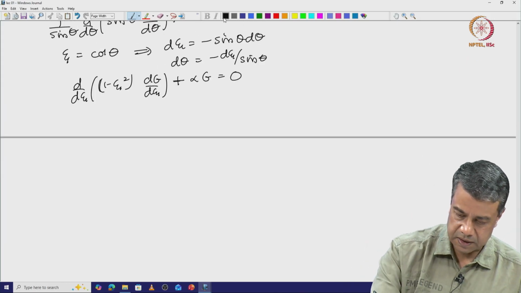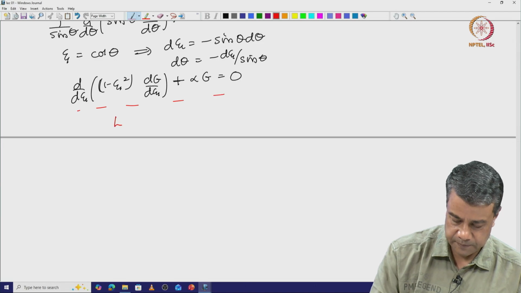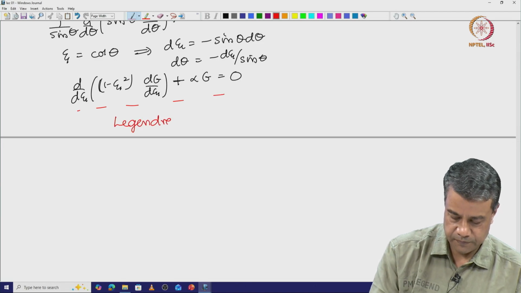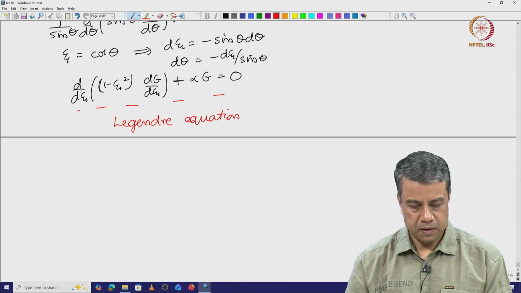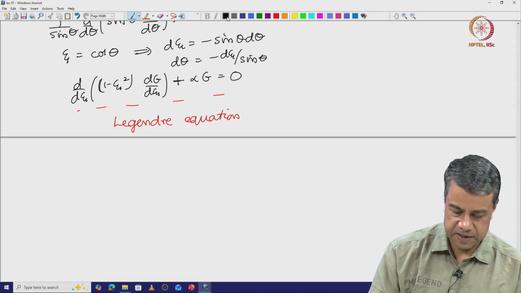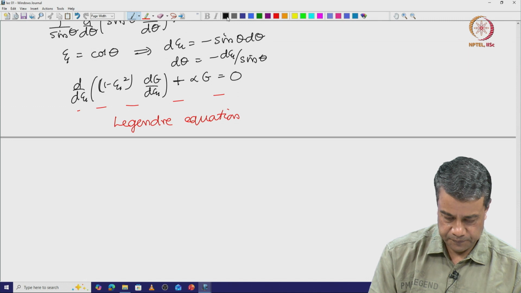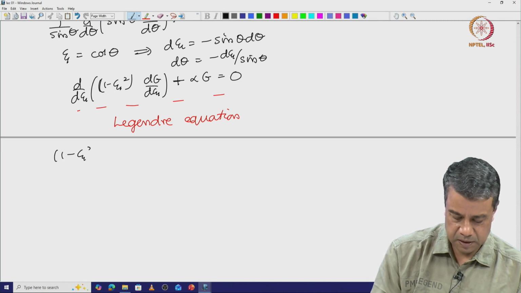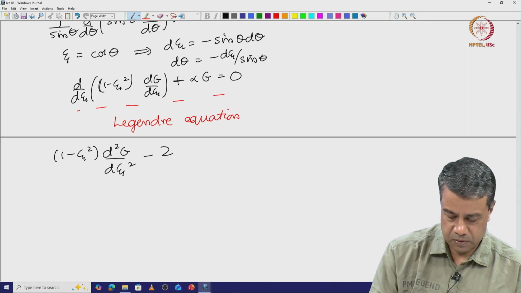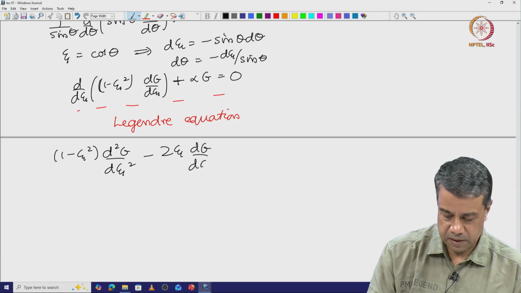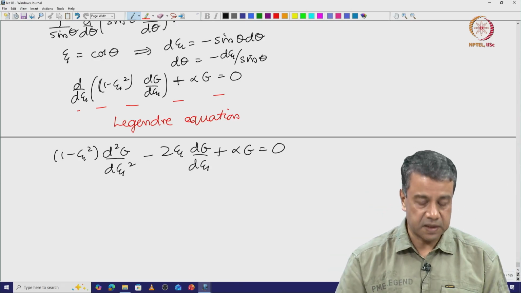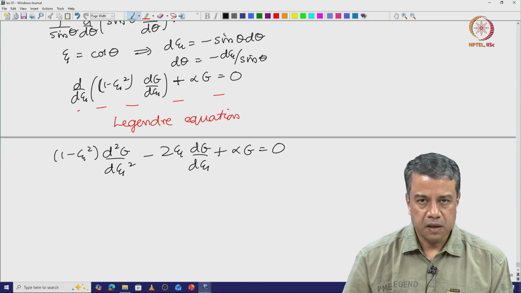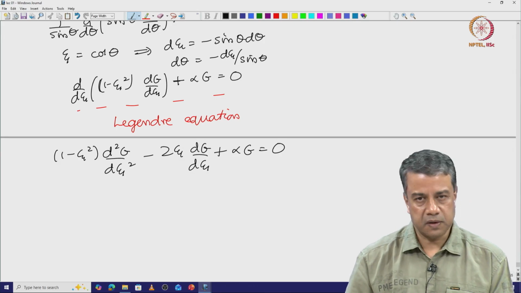So, in the last class I told you that this is what is called the Legendre equation. So, this basically is 1 minus psi square d square g by d psi square minus 2 psi dg by d psi plus alpha g is equal to 0. That is the Legendre equation. The solutions for this are what are called Legendre polynomials.